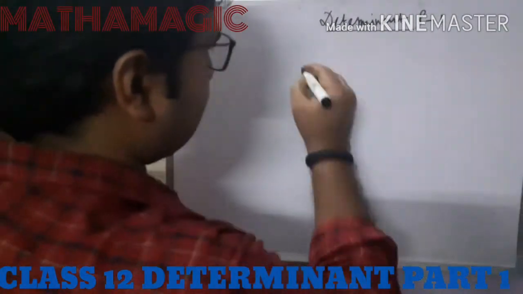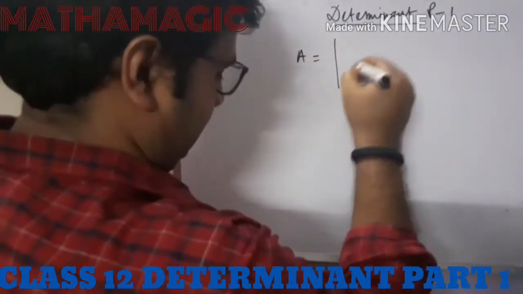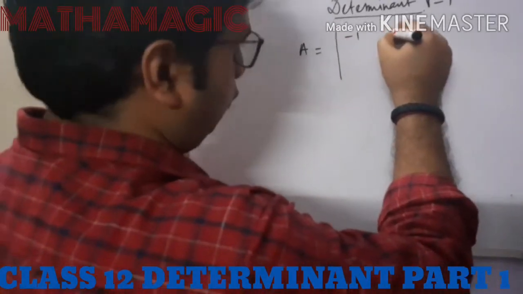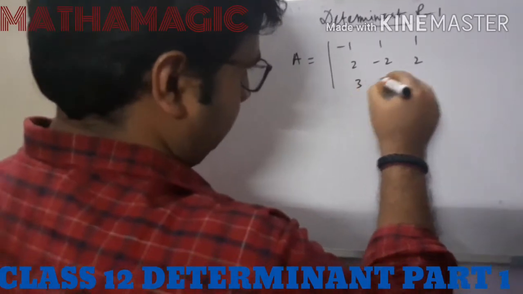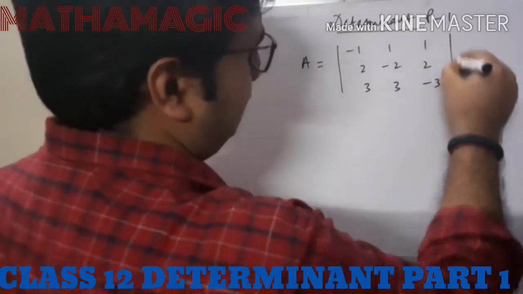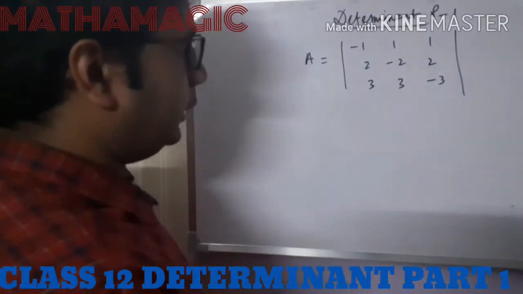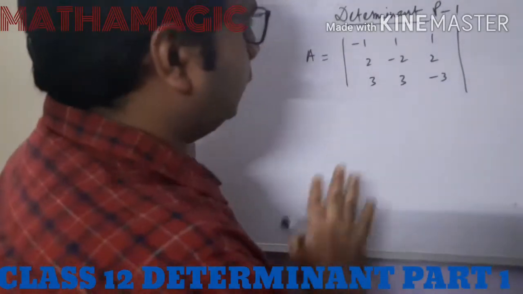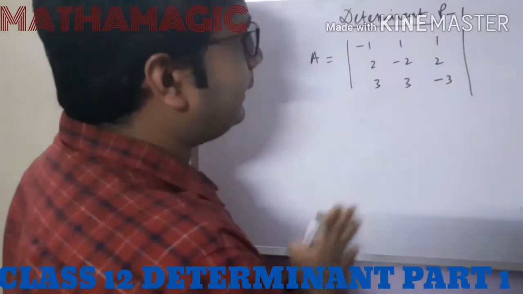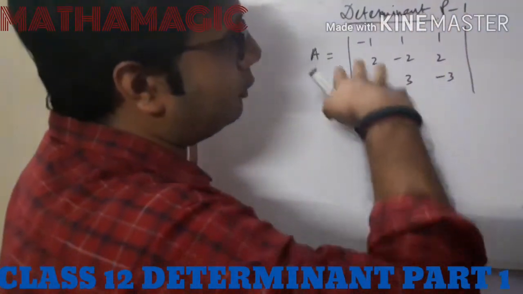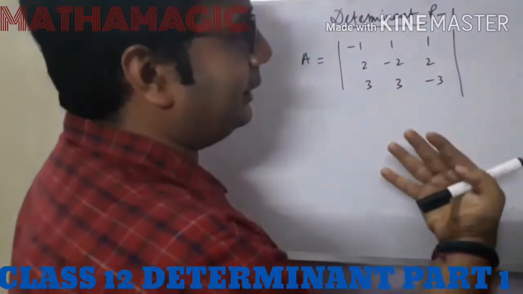So let us take one example like A. Minus 1, 1, 1, 2, minus 2, 2, 3, 3 and minus 3. Let this be a determinant. Now, first of all, we'll discuss how to indicate that this actually looks like a matrix, but we are saying it is a determinant.